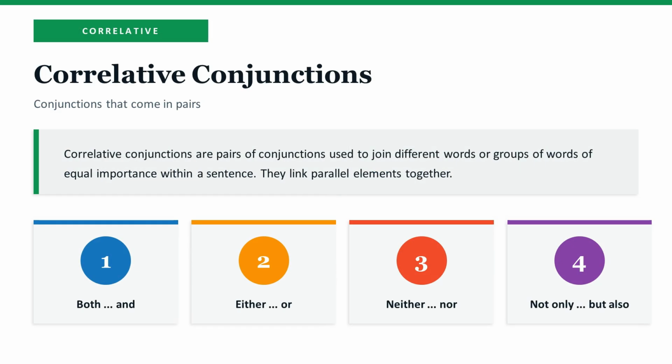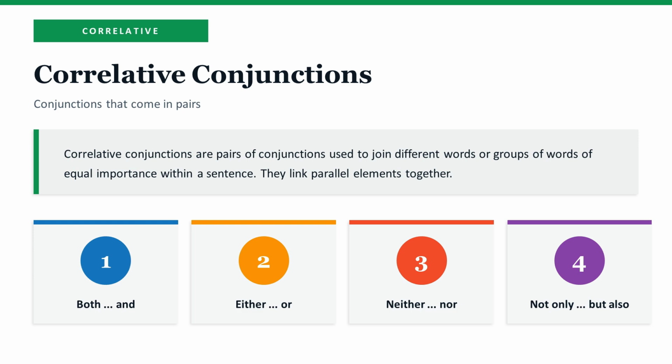Now let us move on to the second type, correlative conjunctions. These are special because they always come in pairs. Correlative conjunctions are used to join different words or groups of words that have equal importance within a sentence. Unlike coordinating conjunctions that are single words, correlative conjunctions work as a team of two. There are 4 commonly used pairs.